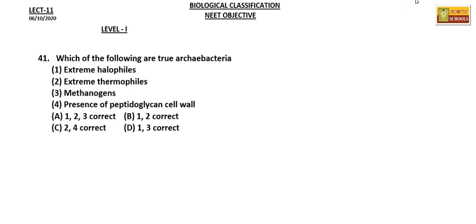Next question, which of the following are true archaeobacteria? The true archaeobacteria are extreme halophiles. They are extreme thermophiles or thermoacidophiles, and even the methanogens. So halophiles, thermoacidophiles, and methanogens are true archaeobacteria, and they don't have peptidoglycan in the cell wall. Here presence of peptidoglycan cell wall is given, so we will not consider this statement. So 1, 2, 3 are the right characters of true archaeobacteria. So option A is the right answer.